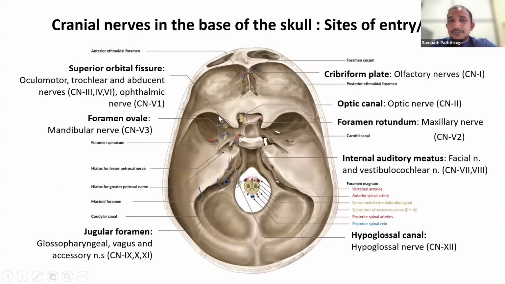That is where it becomes important, because there are cranial nerves going out of the skull together. For example, the superior orbital fissure has all the cranial nerves supplying the orbital structures: oculomotor, trochlear, abducens, and the ophthalmic nerve all go together. Then the jugular foramen has the glossopharyngeal, vagus, and accessory nerves. The internal acoustic meatus has the facial nerve and the vestibulocochlear nerve going together. Those are important because damage in these areas will lead to multiple cranial nerve injuries.